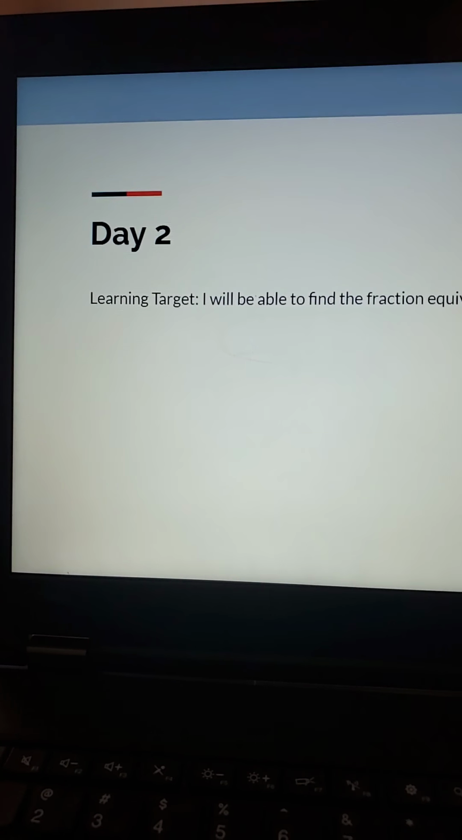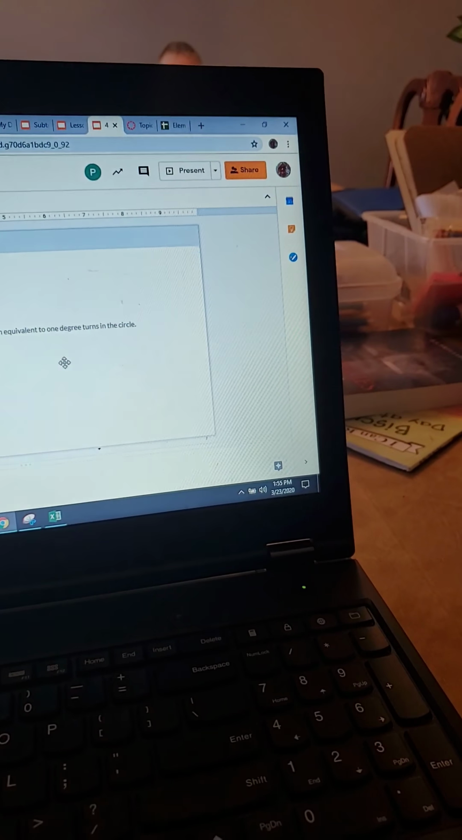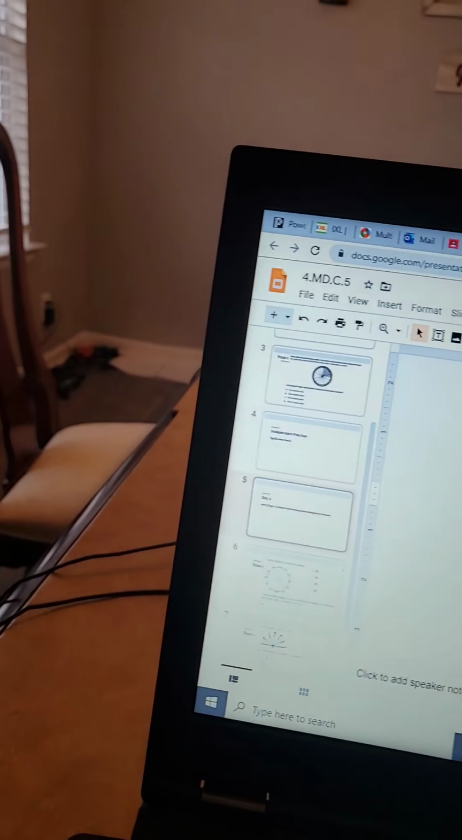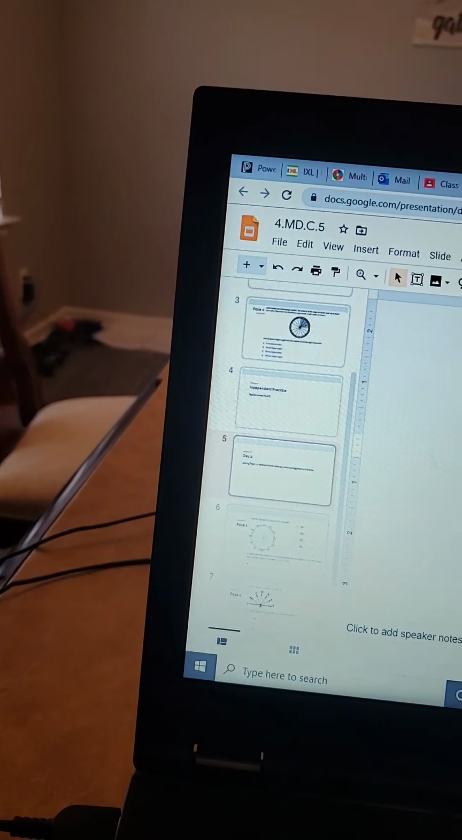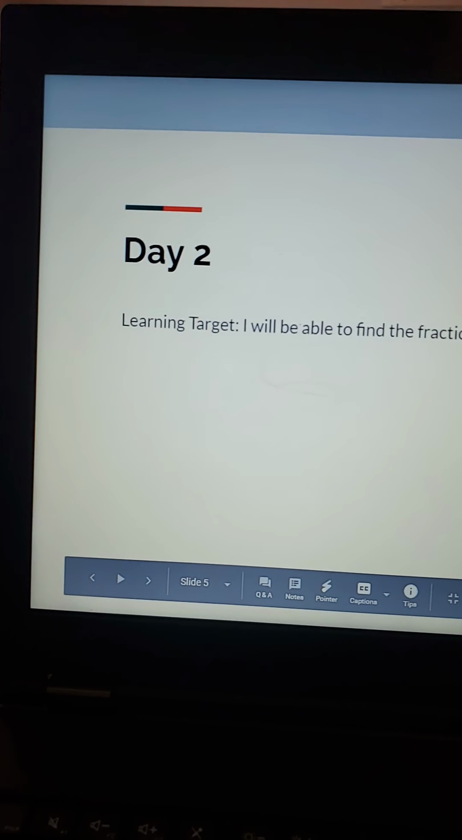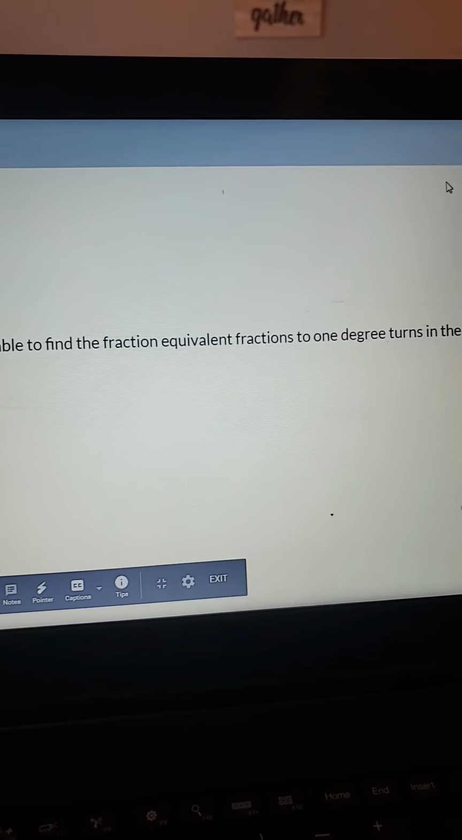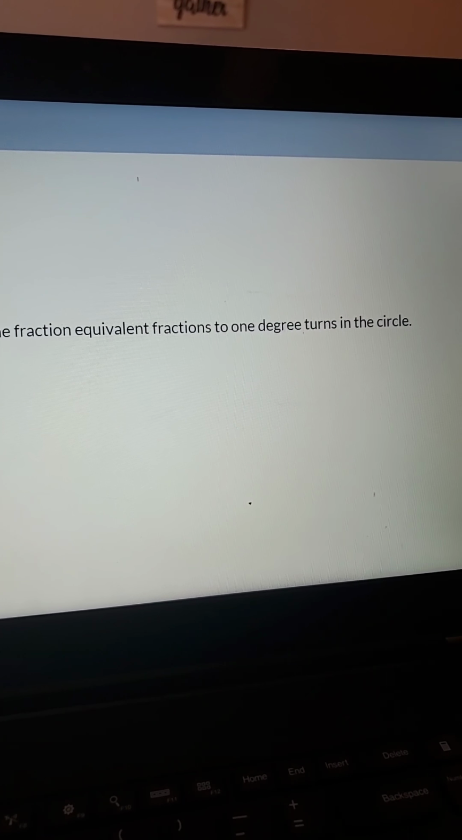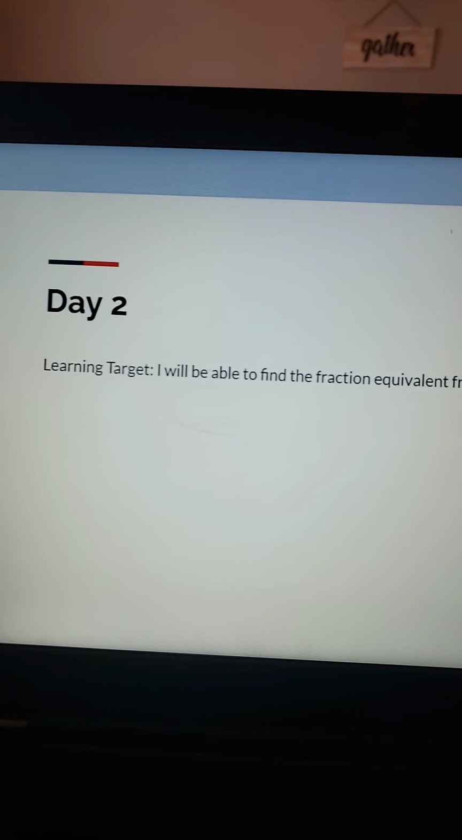Day 2, here's your learning target. I will be able to find equivalent fractions to 1 degree turns in a circle. Sorry, I got to fix that. See, Smith's got to fix stuff. She always makes mistakes. All right, so let's try again. I will be able to find equivalent fractions to 1 degree turns in the circle. All right, so that's your learning target for day 2.